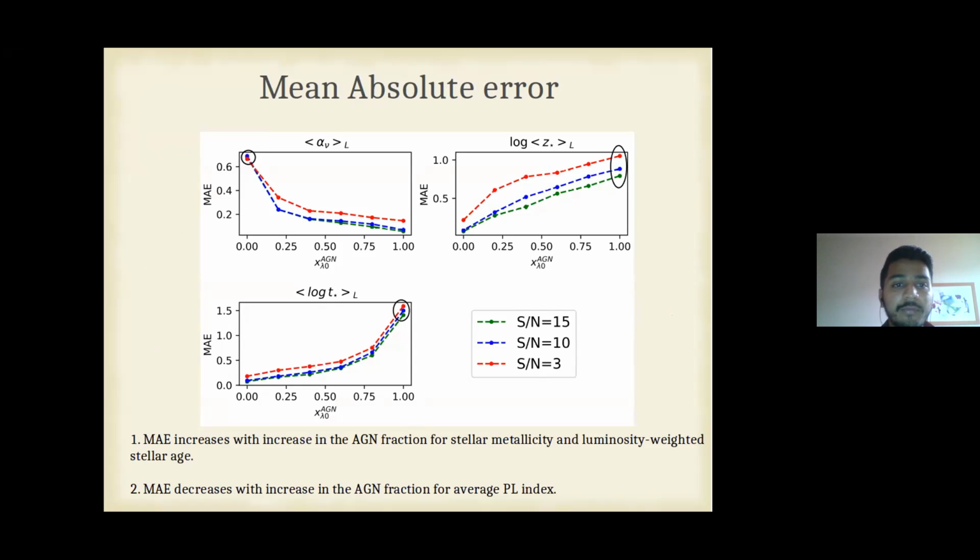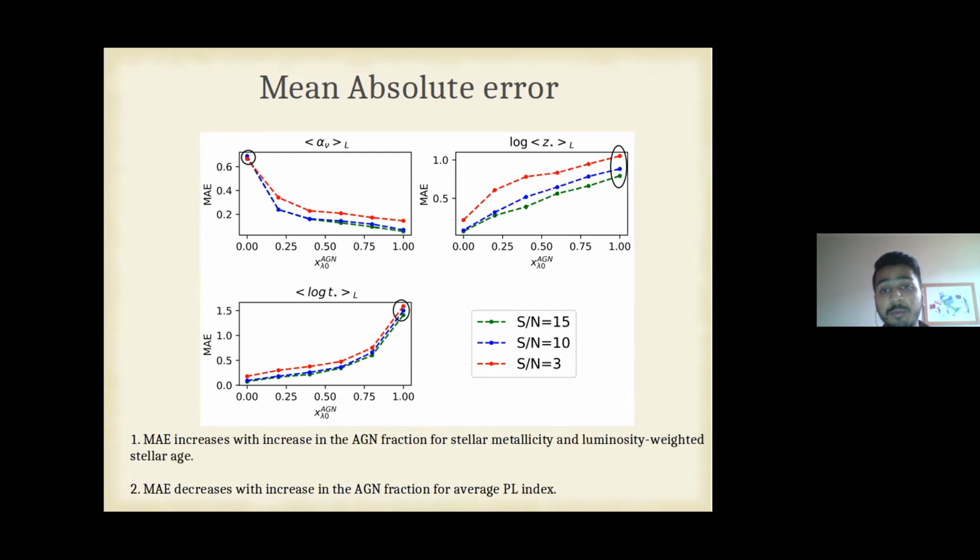If you see the top left figure, it is the average power law index. And for AGN fraction 0, there should actually be no power law index, because power law index doesn't exist if it's purely stellar, right? So what I have done is I have deliberately plotted it as the input power law model, simply to trace the mean absolute error for us to see the trend. That is the only thing, and that's why I have marked it with the circle.